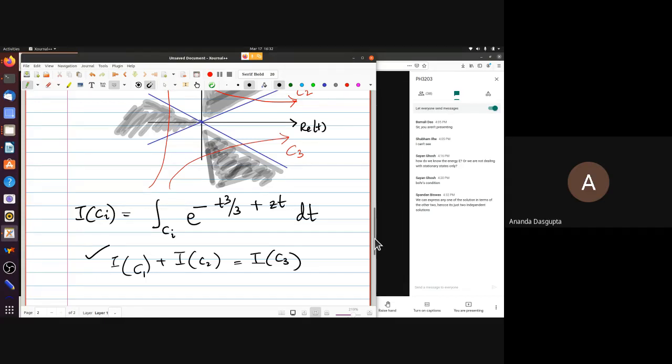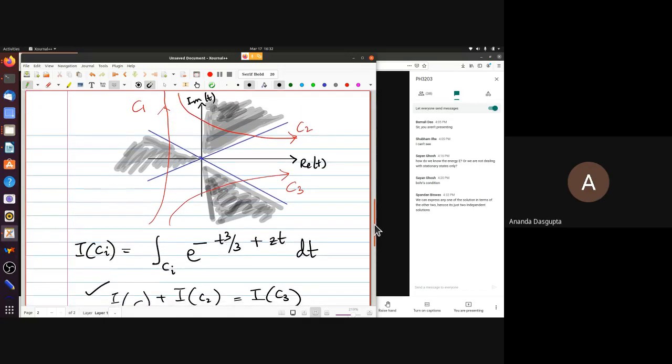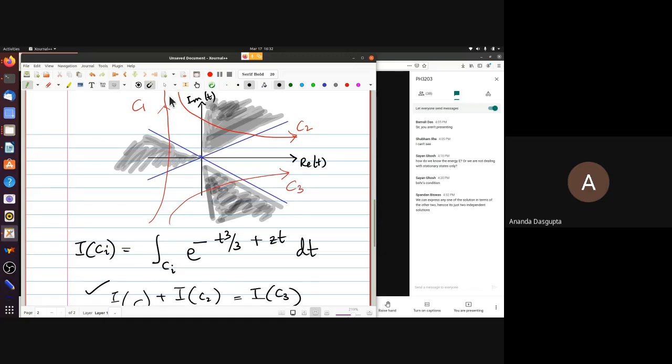My question is, can anybody see why this is correct? IC1 plus IC2 is IC3. Why is that the case? Let me just remind you, this is what C1 is for this contour, in the context of this particular integrand. If you are using this particular integrand, which you have to, if you want to get a solution of the differential equation, then IC1 plus IC2 must be equal to IC3. Question is why?